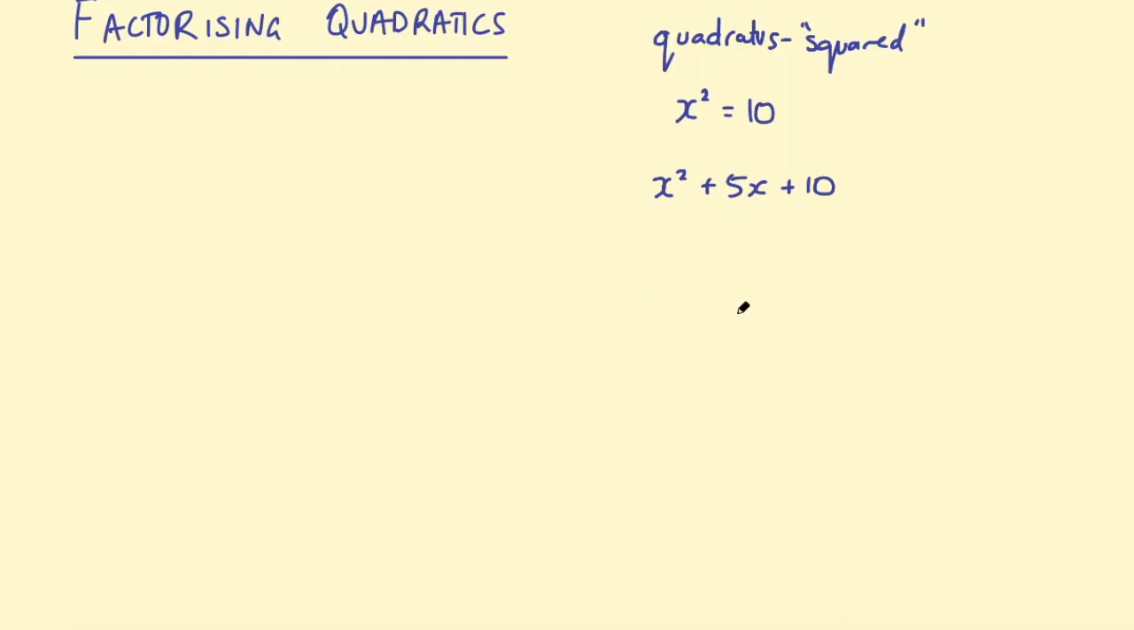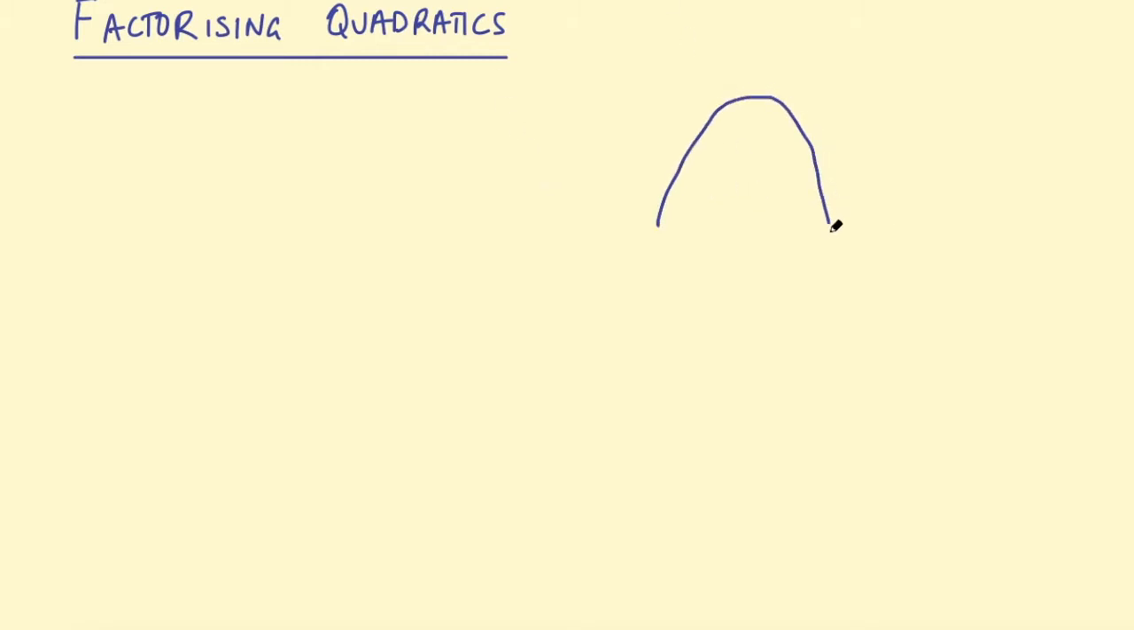And why do we care about quadratics? Well, they turn up in all sorts of areas. They predict the path of a ball thrown in the air. So if you throw a ball in the air, it makes this kind of path, up and down, a nice curve, and this is actually the graph of a quadratic equation.